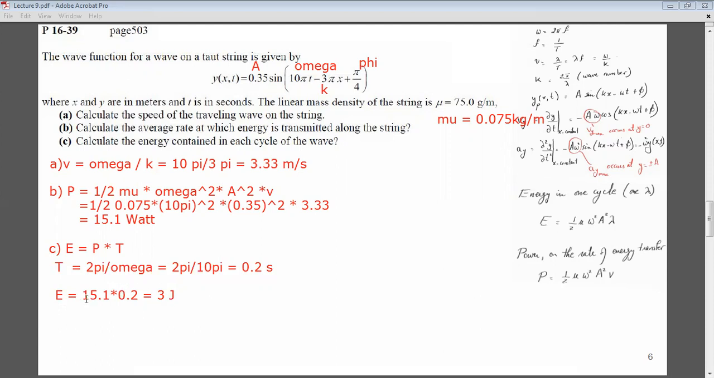The other way is to say energy is equal half mu omega square A square lambda, and you get the lambda from 2 pi over k. You have the k, so you solve it and you get the same answer. Or you say it's power times period, and it is half mu omega square A square v. v times period is again lambda.